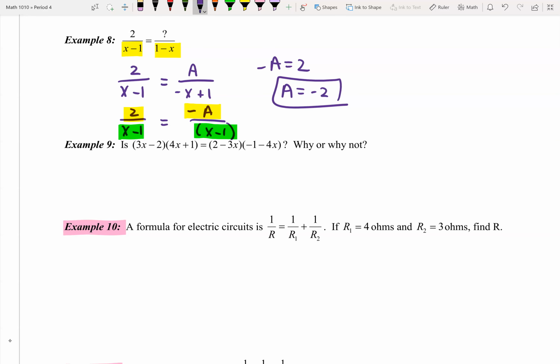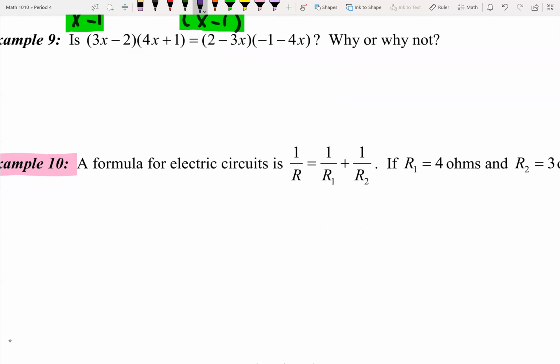Question 9 might hurt your brain just a little. Okay? So hang on. Which side looks weird, the right or the left? I think the left looks good. The right looks weird, right? So let's leave the left the way it is, and let's change the right. The first thing I should do, what do I always do first on those other ones? Reorder, right? So negative 3x plus 2 and negative 4x minus 1.